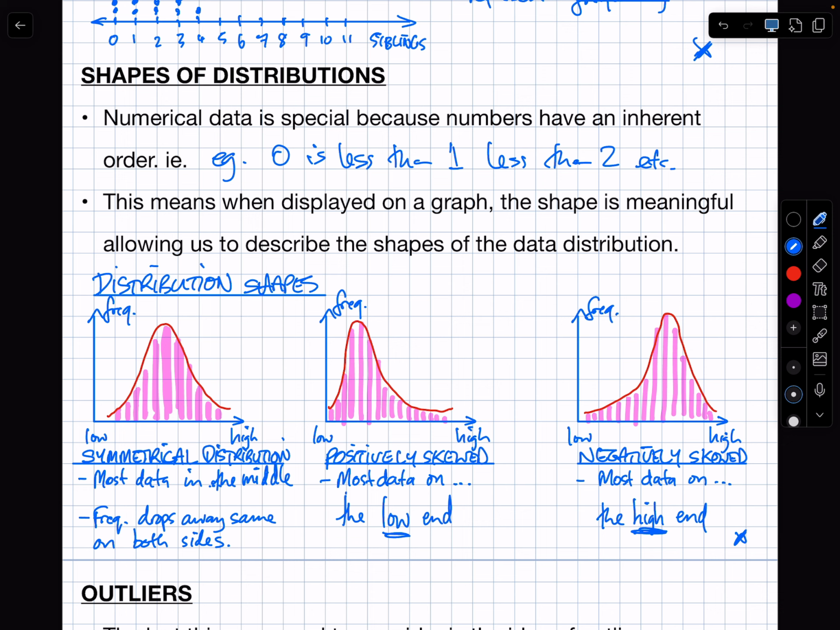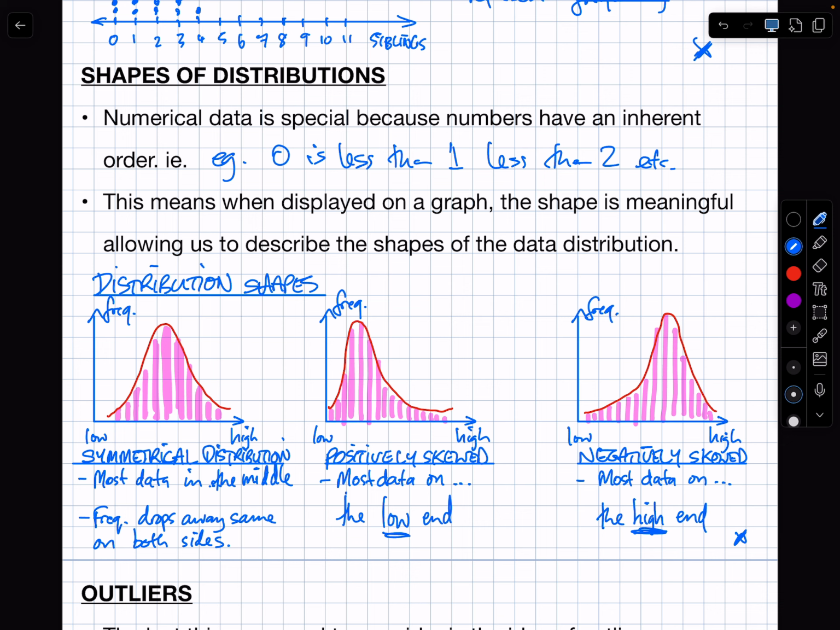So what would you say about the shape of this first one? Is it the same on both sides? No. I've tried to draw it the same on both sides. Close. If there's a peak in the middle, and then it goes down on either side, we call it symmetrical.